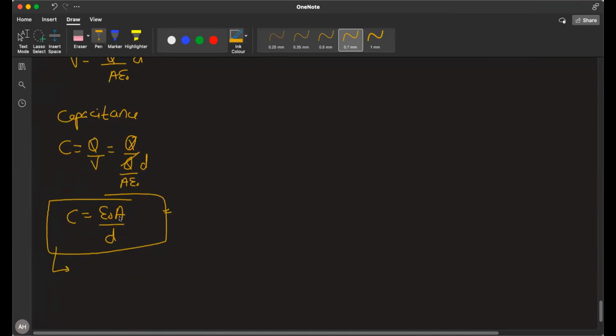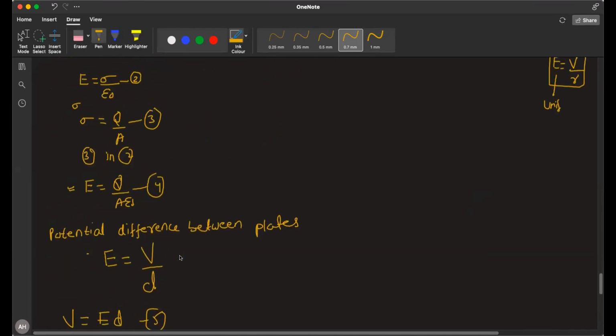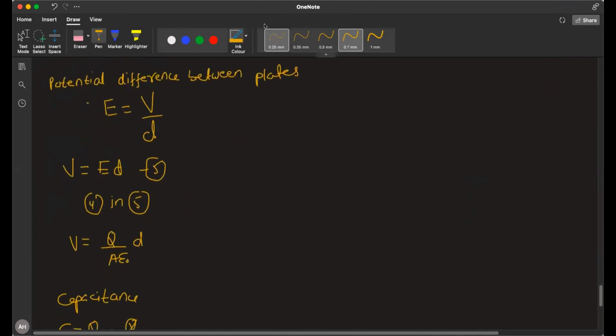Now see, this capacitance depends upon the area of the plates and the separation, but it's absolutely independent of charge and potential. It depends only on the geometry of the plates. Note it down. Is it clear? This parallel plate capacitor has four types of derivations.